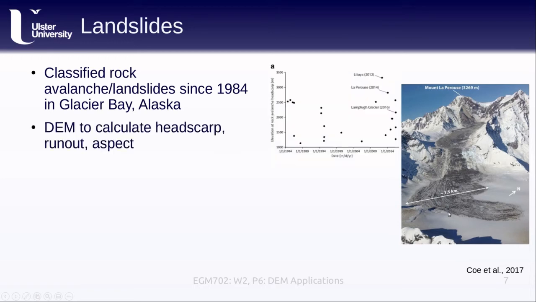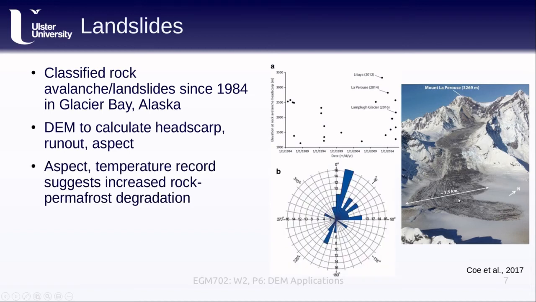So we can use a DEM to do things like calculate the headscarp, so the elevation where the avalanche or the landslide was triggered. We can also calculate things like the runout, so how far it's traveled along the ground, as well as the aspect. And in fact, if you compare these trigger locations to aspect and temperature records, what it suggests is that a lot of these landslides are occurring as a result of something called rock permafrost degradation.